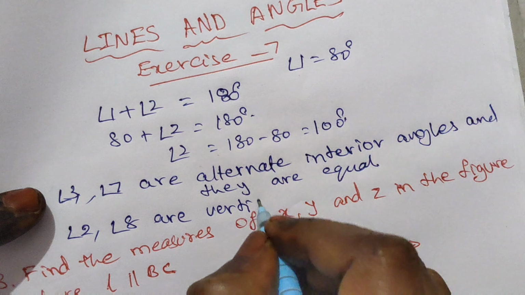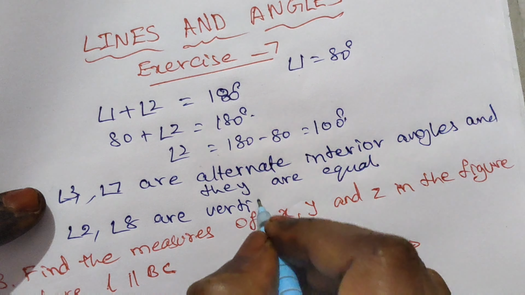Third question. Find the measures of x, y, z in the figure where L is parallel to BC. Here, 75 and y are interior alternate angles. These two angles are inside, and they are alternate angles. So these two angles are equal. 75 is equal to y. Y is equal to 75 degrees.